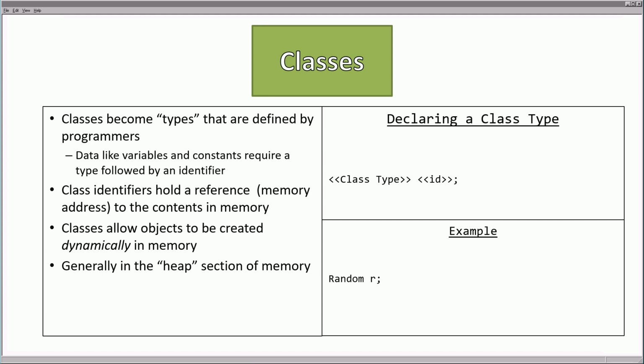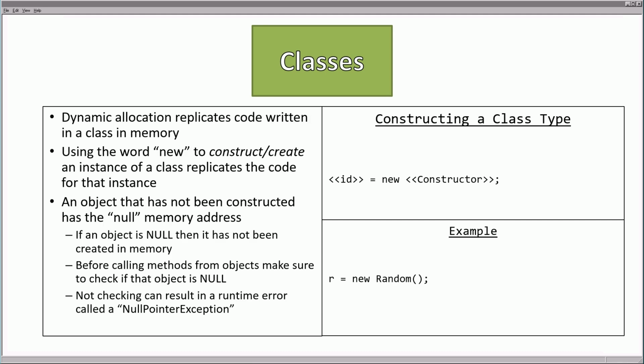In a previous lecture, we discussed that there are different sections of memory for a process. One section is called the call stack, and that was discussed in a previous lecture. Another section is called the heap, and this is generally where these classes are dynamically created. Dynamic allocation replicates the code written inside of the class in memory. Whenever we've used the reserved word new to create or construct an instance of a class, it replicates that code for that instance. So we've seen this many times before.